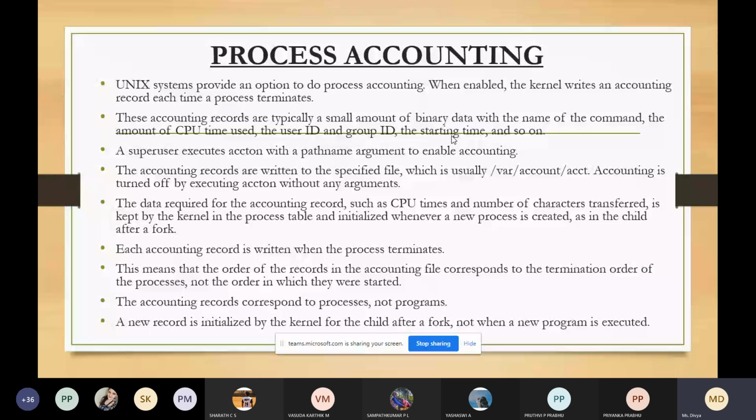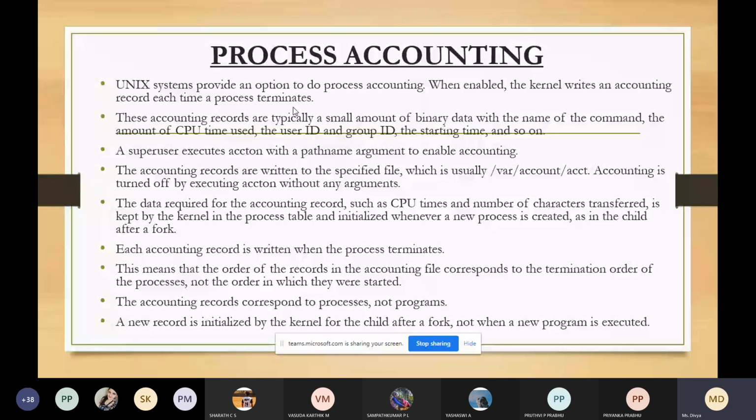When enabled, the kernel writes an accounting record each time a process terminates. This is important. Process accounting will have the information about the process, not when it starts, but each time the process terminates. We are not interested in when the process starts. It will have the information only when the process terminates.